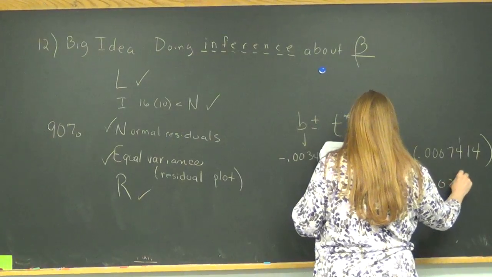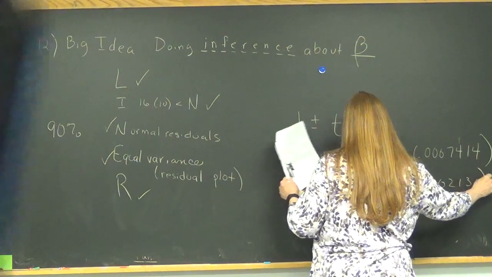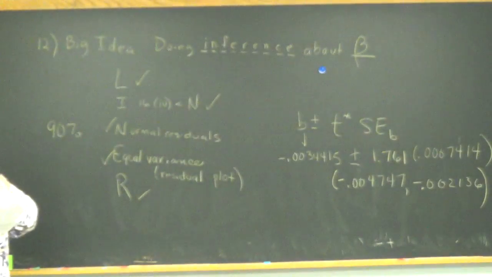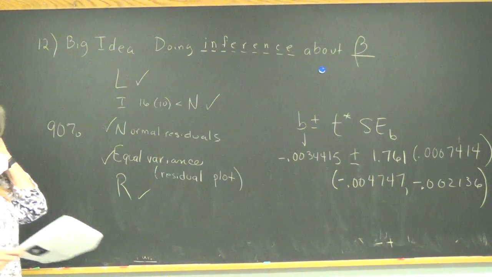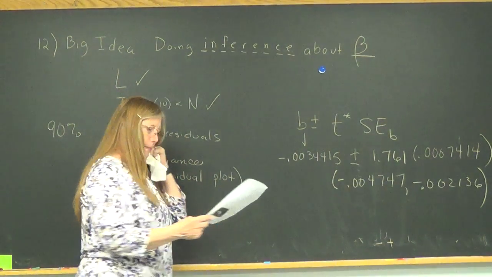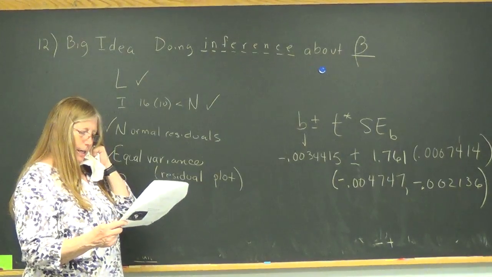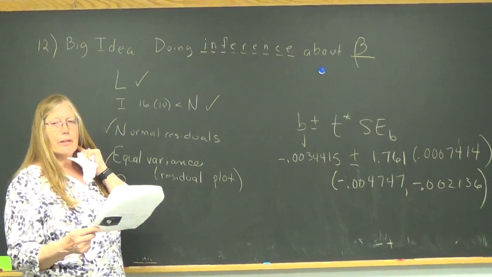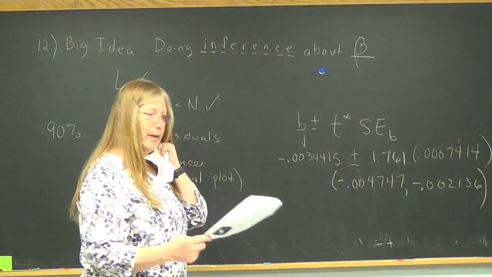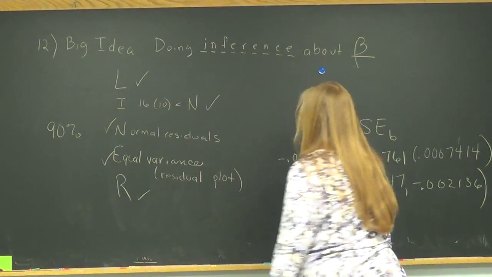Joel, look what happened to my calculator. Which makes sense, because you remember the data originally had a negative slope. And since this is inference about slope, we're expecting negatives. Did your calculation come up to be something like mine? Yep. All right, so would you interpret that? Try it, Bree.